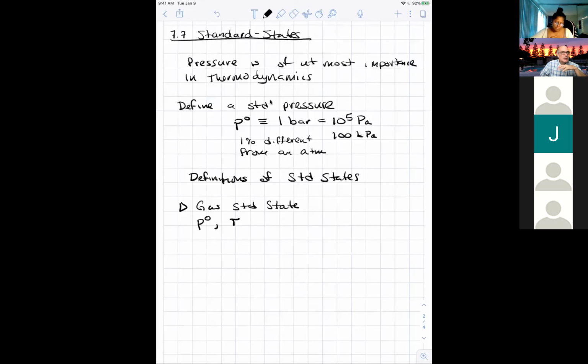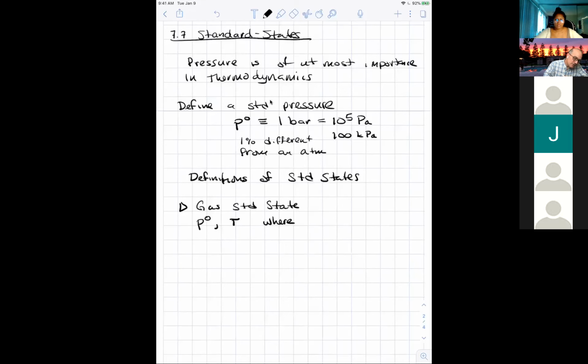It's usual to pick, I have to watch my language carefully, right? It's usual to pick a convenient temperature, 298 K, 25 degrees C, but it's not really a standard temperature. It's just a convenient temperature that we live in, right? 298. Okay, so we look at standard pressure, 1 bar, and whatever temperature we want, right?